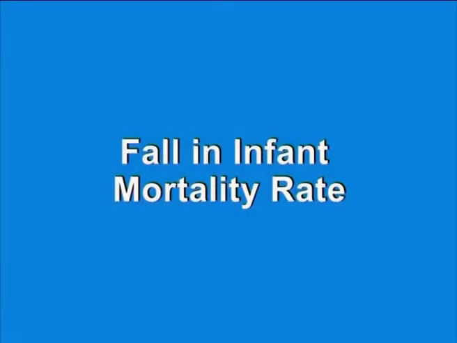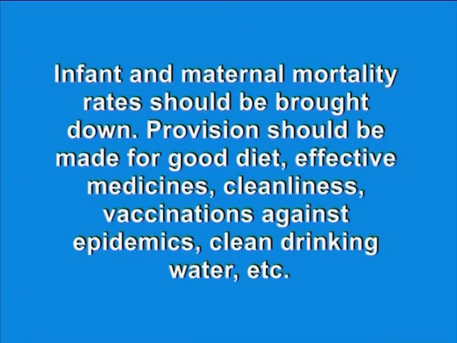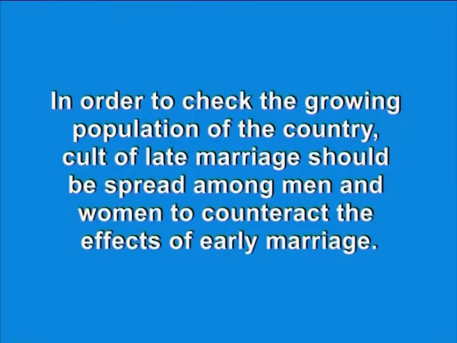Next suggestion is fall in infant mortality rate. Infant and maternal mortality rates should be brought down. Provision should be made for good diet, effective medicines, cleanliness, vaccinations against epidemics, clean drinking water, etc. Next is late marriage. In order to check the growing population of the country, cult of late marriage should be spread among men and women to counteract the effects of early marriage.